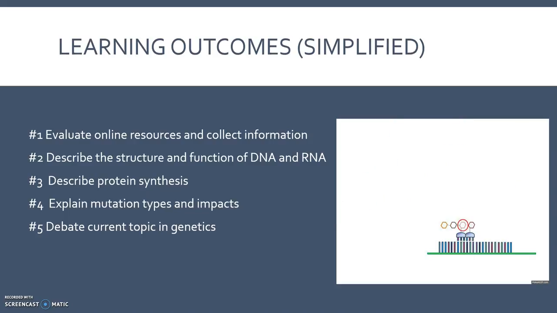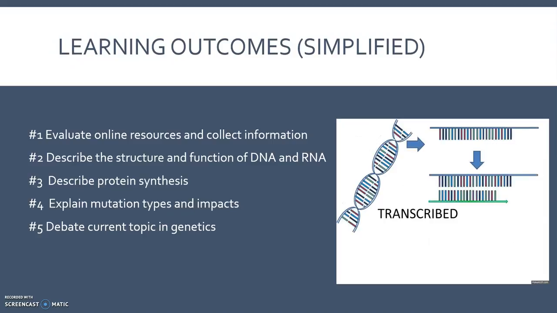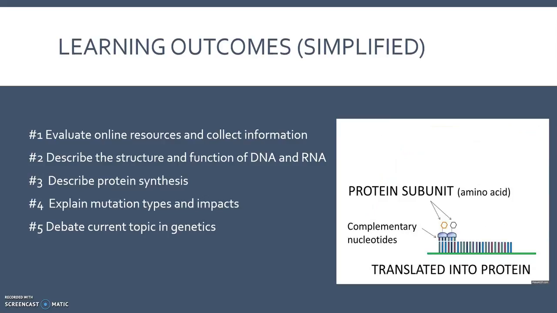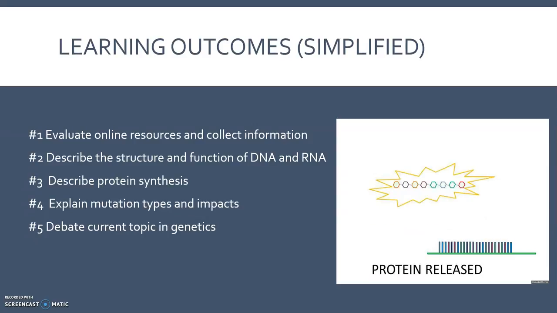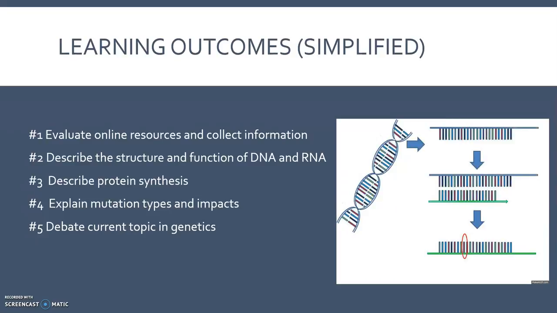Each outcome addresses an ISTE standard, an Arkansas State Science Standard, or both. Overall, they will be expected to conduct meaningful research online and use their findings to complete the projects. By the end of the projects, the students will be able to accurately describe DNA and RNA, the process of protein synthesis, how mutations may or may not impact form and function of proteins, and finally, they will intelligently debate a current topic in the field of genetics.